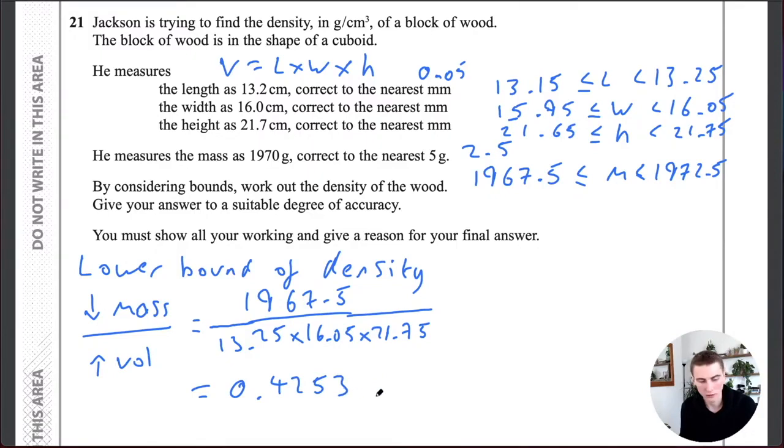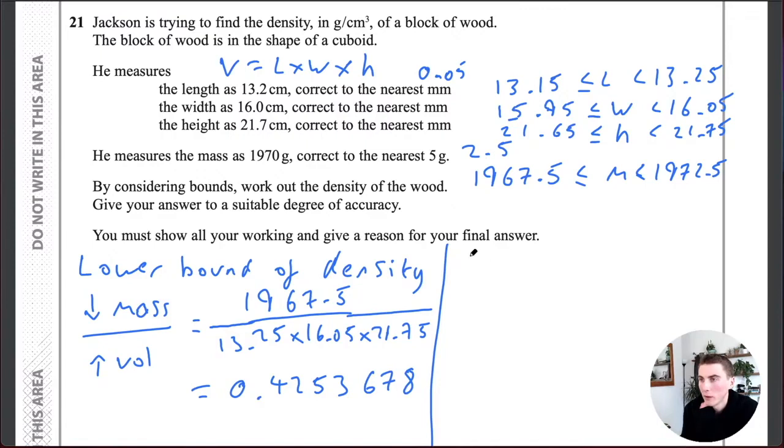5, 3, 6, 7, so on. Okay, probably don't need that many. Okay, so that is the lower bound of the density. That's the smallest that the density can possibly be.